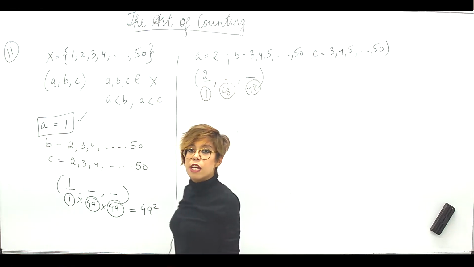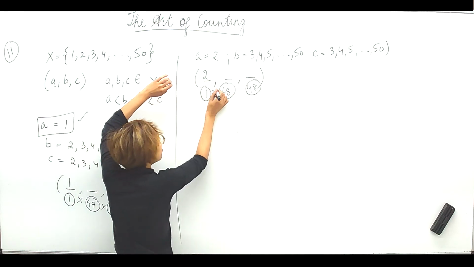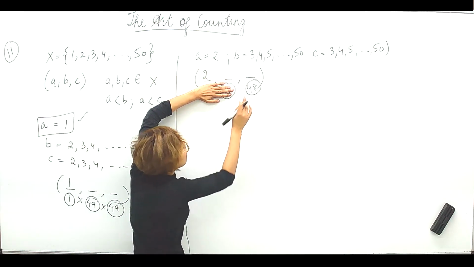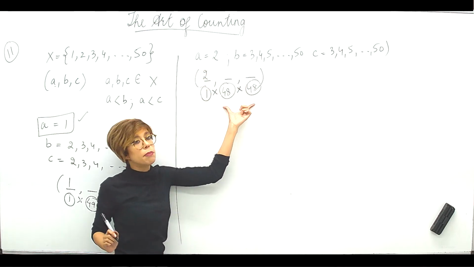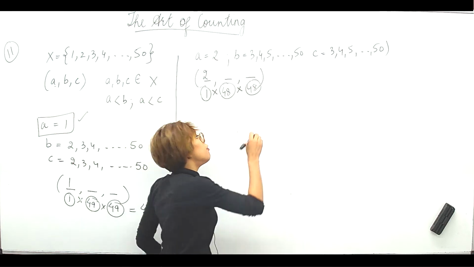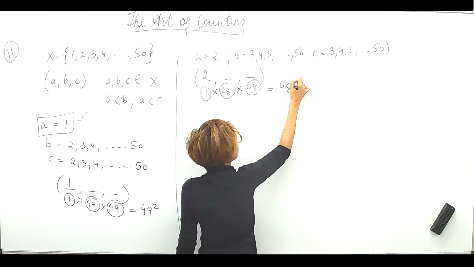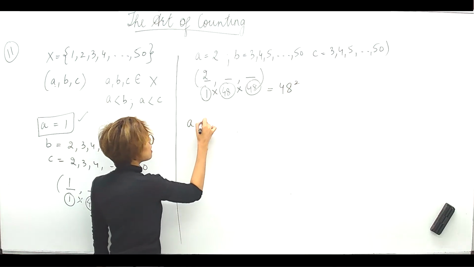Corresponding to each choice over here, I have 48 choices. So multiply. How many total ordered triplets are there? 48 squared. Okay, done. Now, let's talk about A equal to 3.